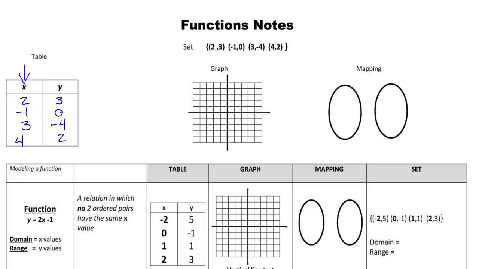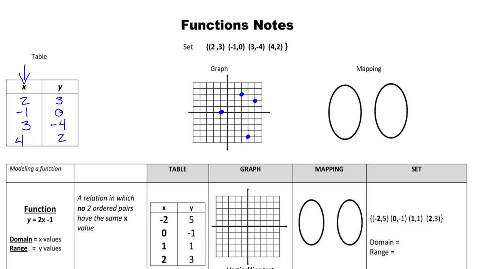And we're going to graph these points. We're going to go 2, +3, and you have to count them because there's no numbers on this coordinate plane. -1, 0, 3, -4, and then 4, 1, 2, 3, 4, 2.